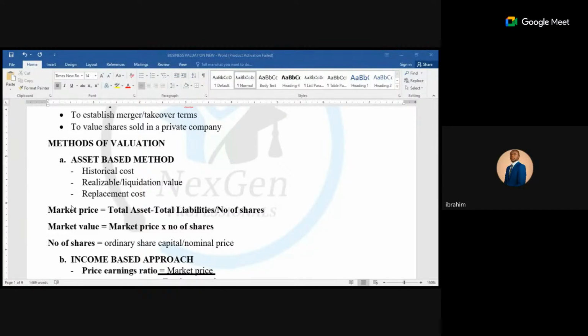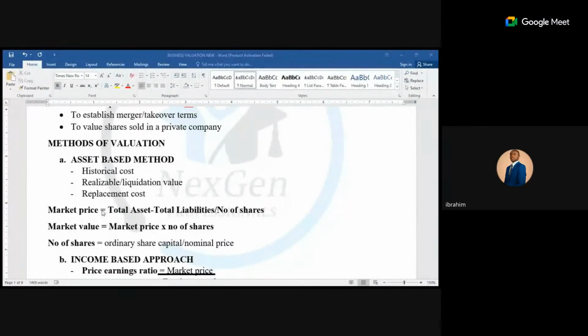So whichever of these three methods you want to use, this formula of total assets minus the total liabilities divided by the number of shares is how we give you the market price, the maximum price, right? Or the minimum price that you can pay for that particular company.